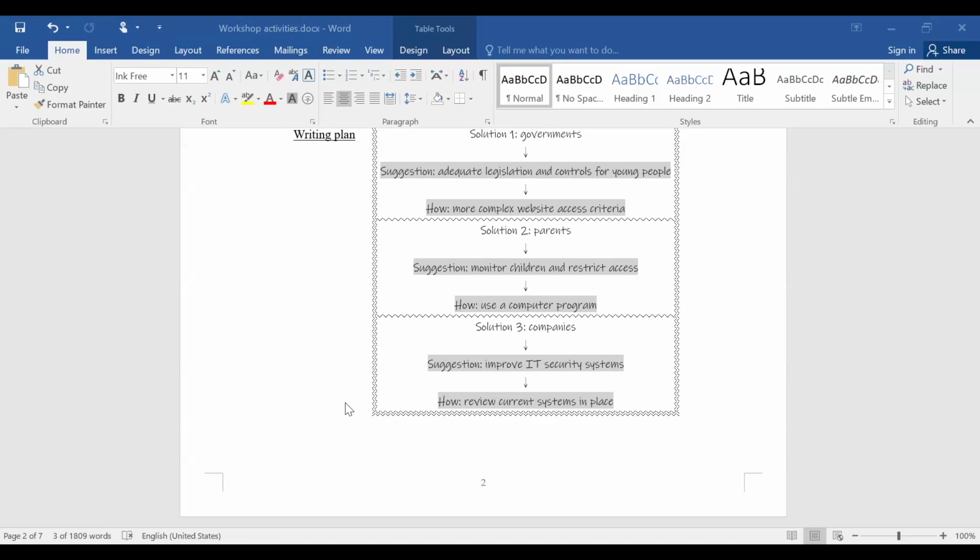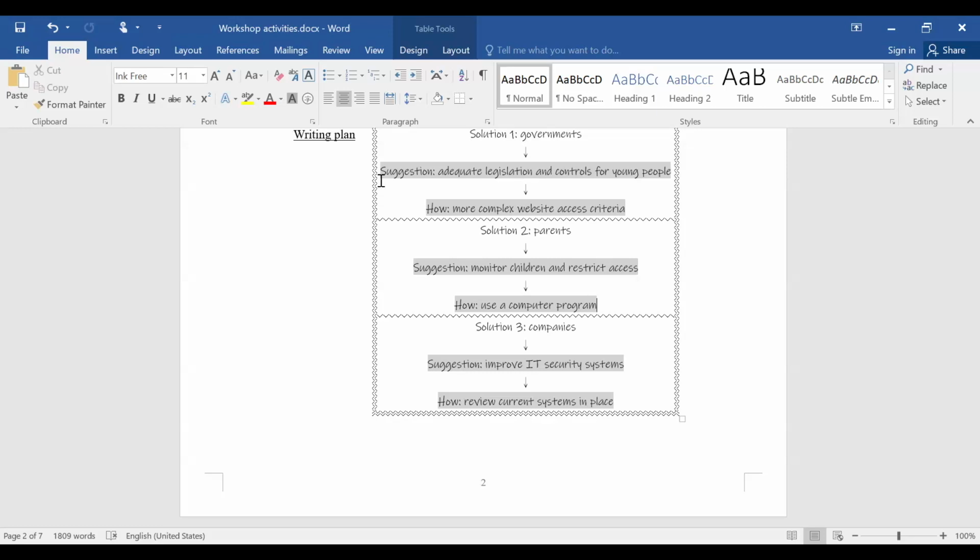Should active, okay, this time the second gapped sentence is related to parents. Okay, parents should actively monitor their children's internet usage and restrict access to potentially harmful content by utilizing computer programs designed for parental control. Again, I can see the correct use of the modal should, right? Parents should do something. And I can also see some good examples of paraphrasing using other vocabulary, right? Using or adding other vocabulary items.